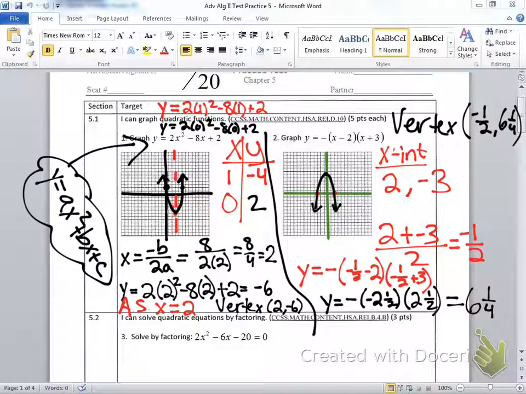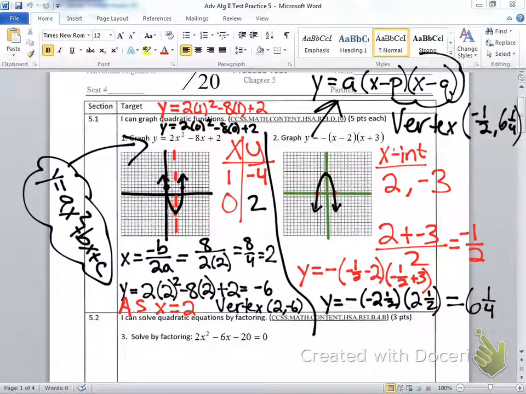And again, if you want to make yourself a quick note, this is intercepts form. I can't remember if they put P or Q first. It's pretty much interchangeable. Good, got it. All right, so that's how you graph in intercepts form.